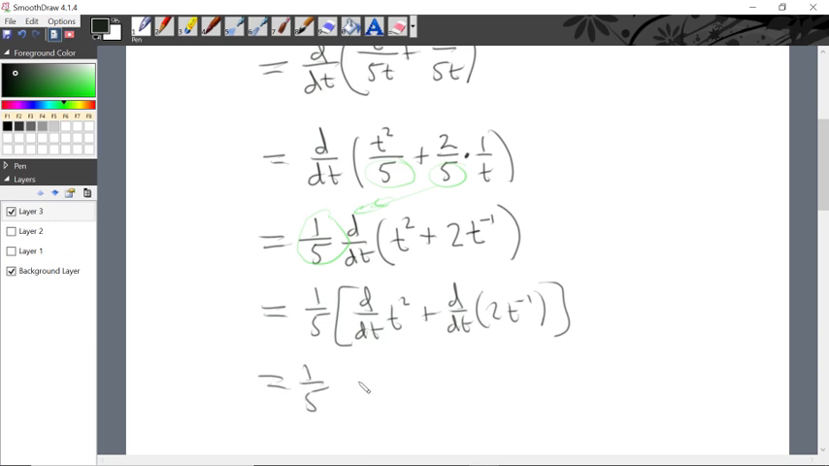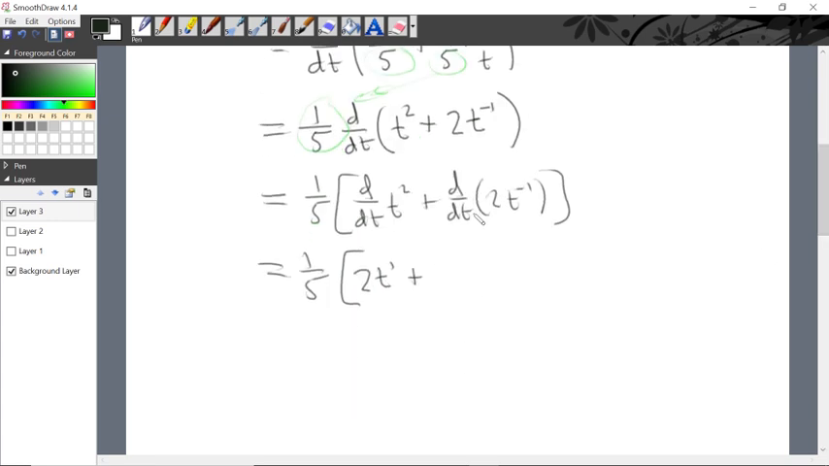So we have 1/5 times, now the derivative of t squared is 2 times t to the first. That's the general power rule. And then here the 2 comes out to the front, constant multiple rule. And then we take the derivative of t to the negative 1, which is negative 1t to the negative 2. So this step shows the individual derivatives by the general power rule, and we also used one more instance of the constant multiple rule.